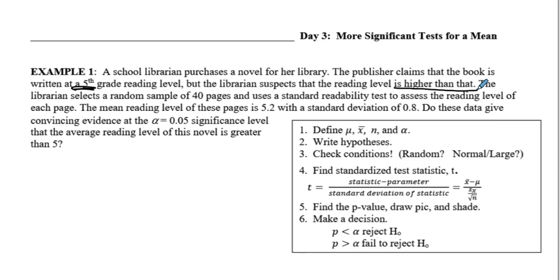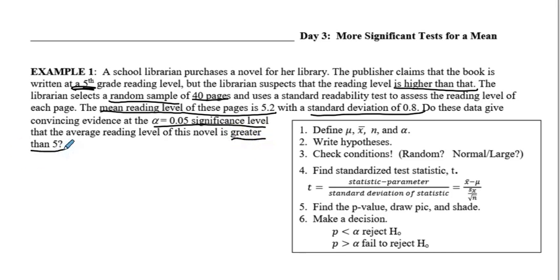The librarian selects a random sample. We need to know that, don't we? Okay? 40 pages, also important. That's our N. They use a standard readability test, which I'm having trouble reading, to assess the reading level of each page. Here we go. The mean level is 5.2. Standard deviation of 0.8. Do these data give convincing evidence at a 0.05 significance level that the average reading level is greater than 5?